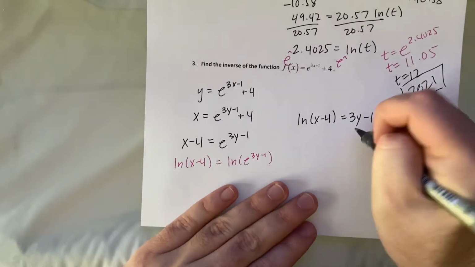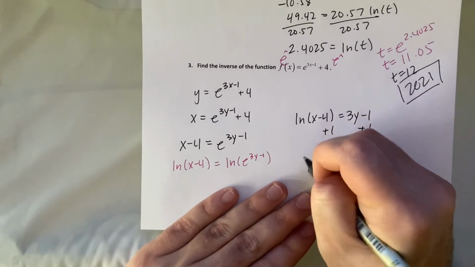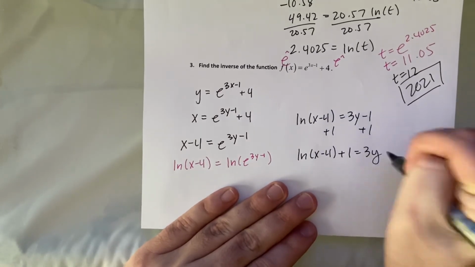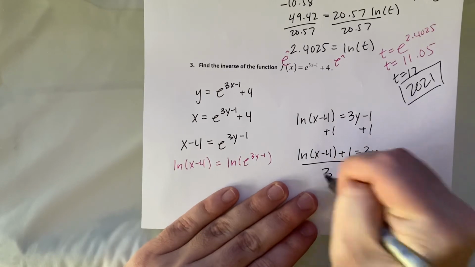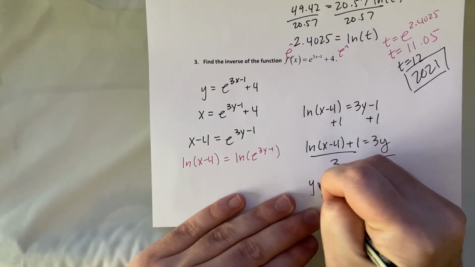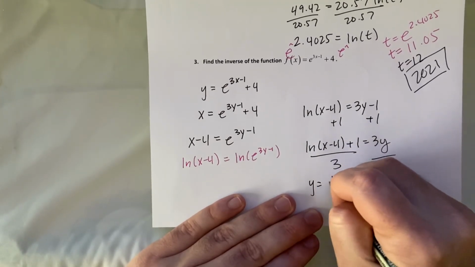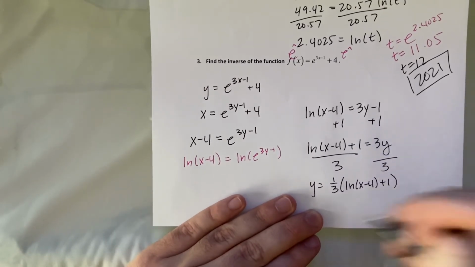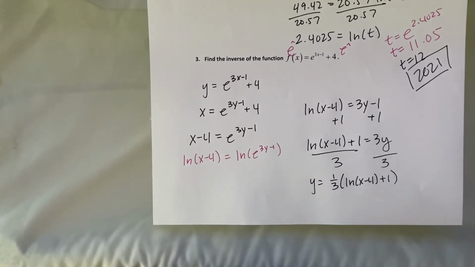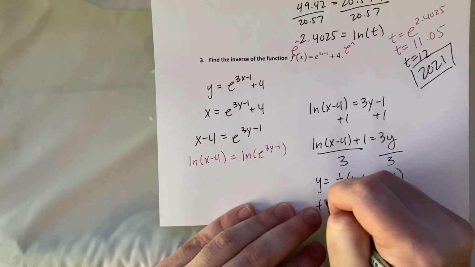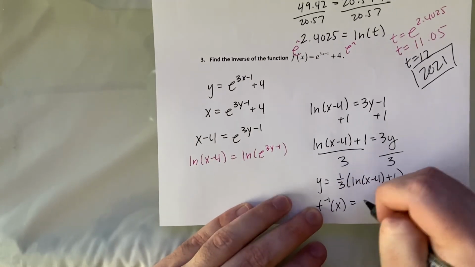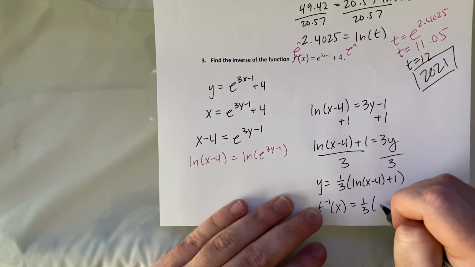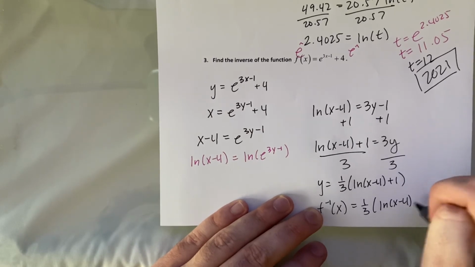To get y by itself, add 1. So we get the ln of x minus 4 plus 1 equals 3y, and divide everything by 3. So then y is 1/3 times the ln of x minus 4 plus 1, or you could distribute it through. And of course, once you're done, y becomes f inverse of x. It is 1/3 times the ln of x minus 4 plus 1.